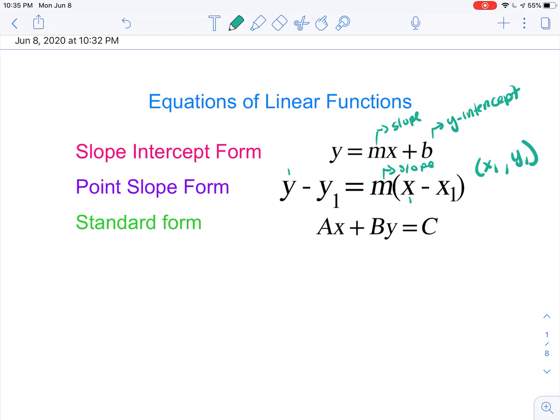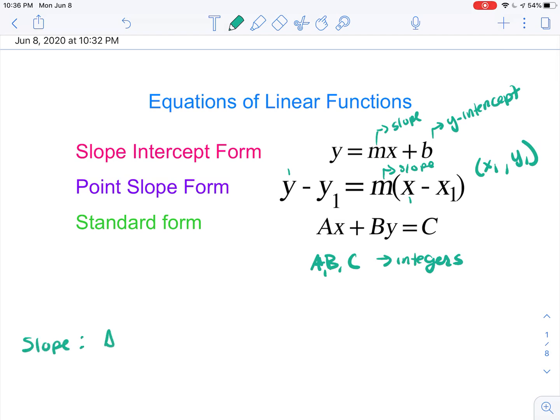Now, standard form is a little bit different from the others. It's ax plus by is equal to c. Basically, the idea here is that a, b, and c all have to be integers. Typically we are able to do this from the slope-intercept form, or we take the standard form and bring it to another format.